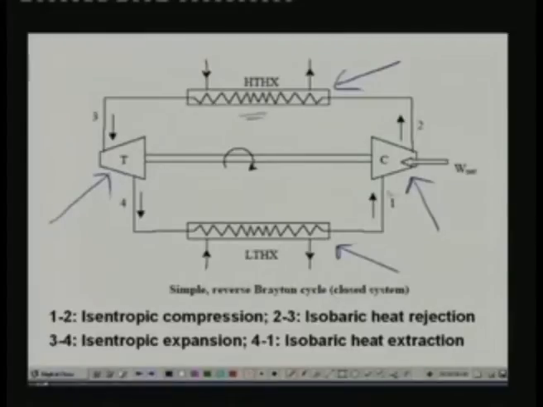Okay. So, the air or working fluid gets compressed isentropically in the compressor. So, it is isentropic compression, and process 2 to 3 is isobaric heat rejection. This was isothermal heat rejection in the case of the Carnot cycle, but the isothermal process is replaced by an isobaric process in the Brayton cycle. Okay, so process 2 to 3 is isobaric heat rejection. Then process 3 to 4 is isentropic expansion, and process 4 to 1 is isobaric heat extraction.